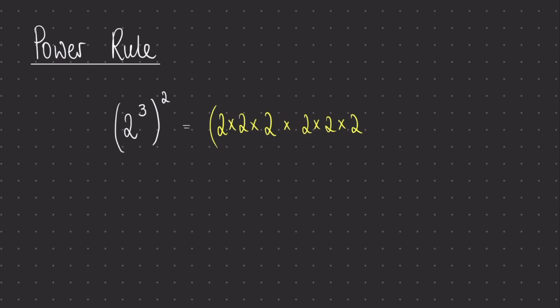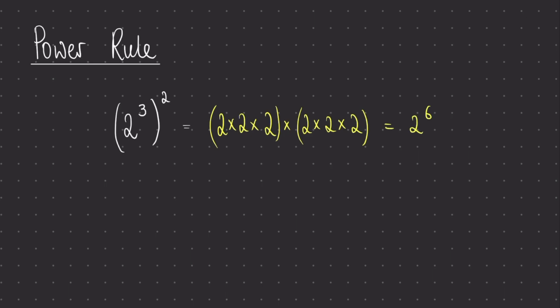So if I pop brackets around these sections here, we can see what I've done a bit clearer, I think. So we've got 2 cubed multiplied by another 2 cubed. So 2 cubed, then squared. What I can now do is simplify this to 2 to the power of 6.